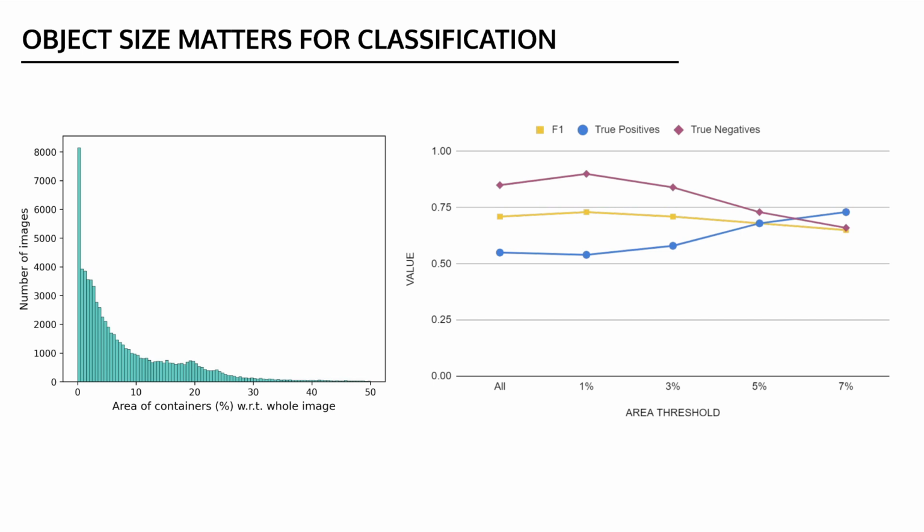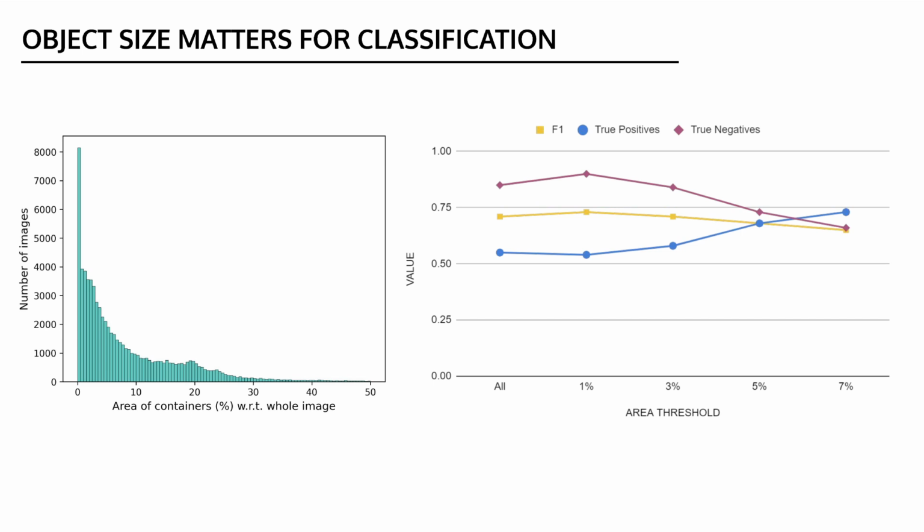If we look into the distribution, we can see that the x-axis represents the area of the containers with respect to the whole image, and the y-axis represents the number of images. From this distribution, it is clearly evident that most of the images have a very small area of the containers if we consider the whole image. So this is our assumption, that this will have an adverse effect on model learning.